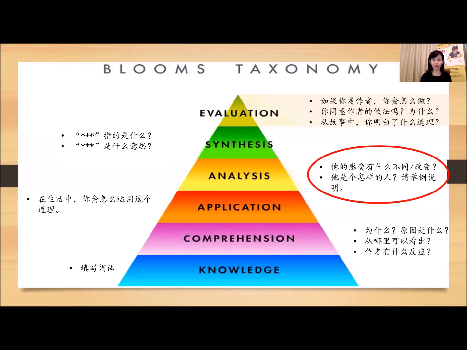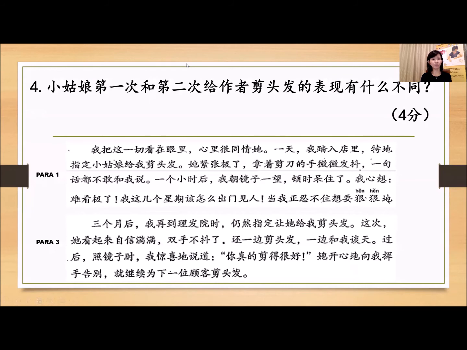Okay, the next level that we are going to is the analysis level. I will skip the application level first because I will talk about it together with the evaluation thinking order. Alright? So analysis, the type of questions will be 他的感受有什么不同或者改变，他是一个怎么样的人。Question number 4. 小姑娘第一次和第二次给作者剪头发的表现有什么不同？Okay, this kind of question, you need to understand they are asking for 第一次和第二次. Okay, when we say 表现有什么不同, that means you need to tell me the first time, how does she perform? Second time, how does she perform? What is the difference? You see, you need to compare before and after. All right, so let's look at the first time. You can find it in paragraph 1. 她指定小姑娘要给她剪头发, so this is the first time.